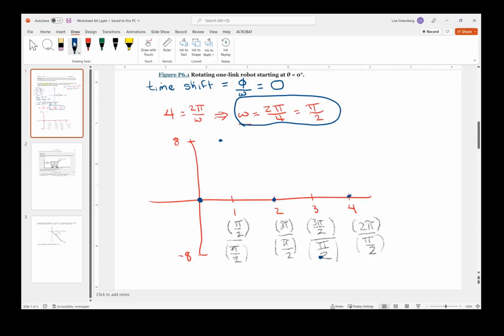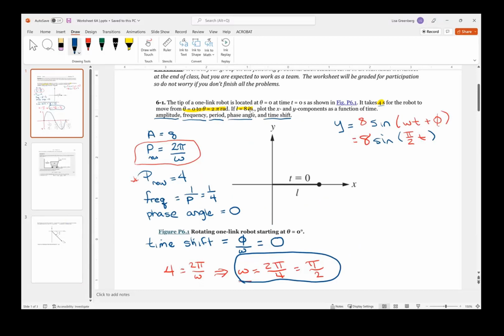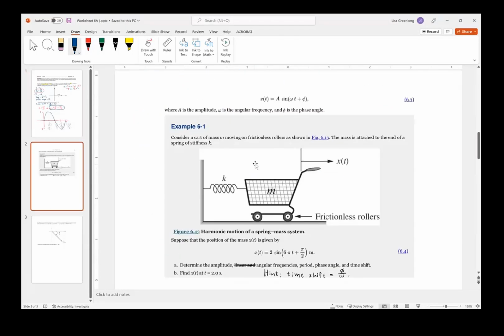Now I think I've explained what I need to, so let's just draw the graph in. We go up there, down to here, down to here, and up to here. And that is one period, 2 pi. If L equals 8, that's our amplitude. Plot the X and Y components as a function of time. And then we found our amplitude, our frequency, our period, our phase angle, and our time shift. So I think we've completed problem number 1.